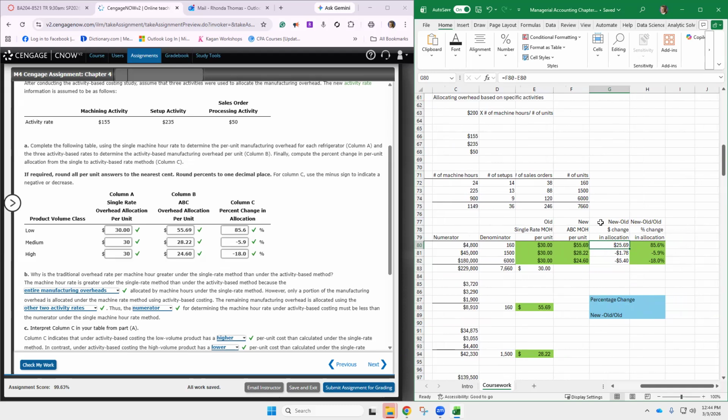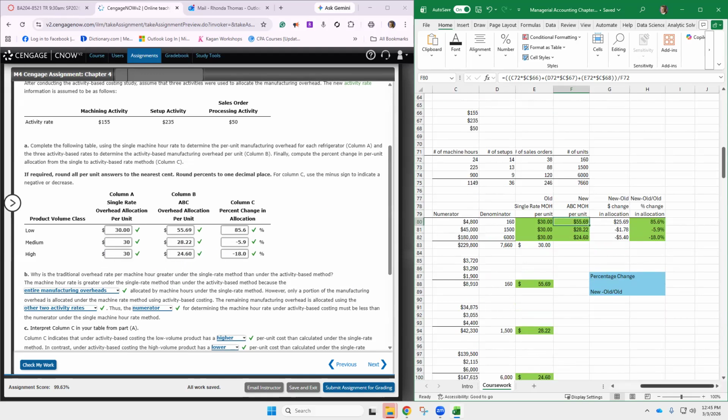The dollar change is just the new minus the old. Okay, so I went ahead and put this in, even though they didn't ask for it, but that would be, you take this number and divide by the old number. So what this is saying is the difference between these two, first of all, is $25.69. And then that means that if they use this one, the ABC allocation is 85.6% more than what the single rate manufacturing overhead is. Let's go to the next one.